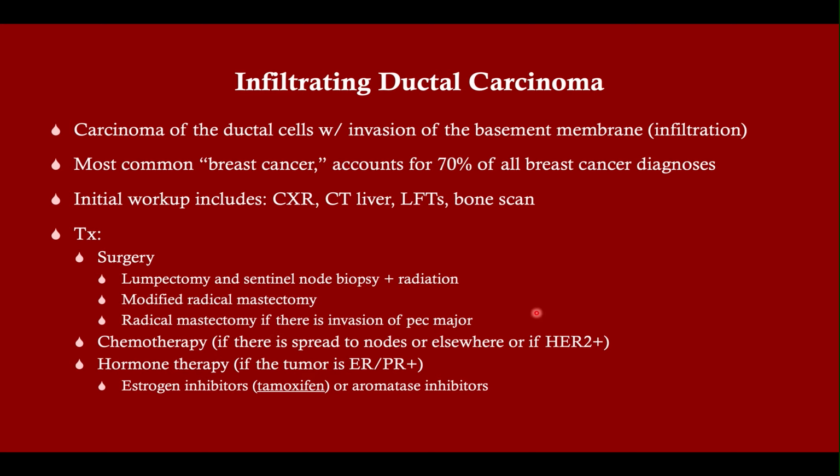Now, in some cases, if the tumor is really large, then you may need to do a neoadjuvant chemotherapy, and that's to shrink it down and make the surgery easier. Chemotherapy is done if there is spread to nodes or if there's distant metastases or if it's HER2 positive. And then hormone therapy long term up to 10 years if the tumor is hormone receptor positive.